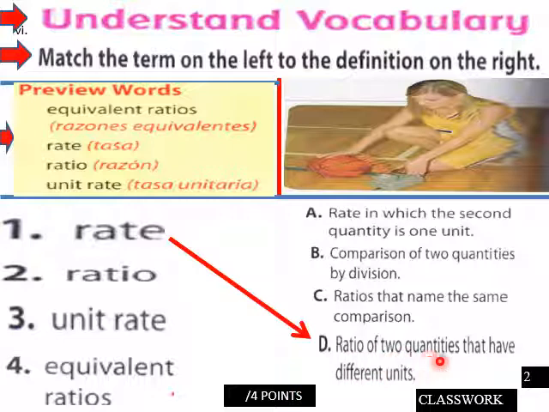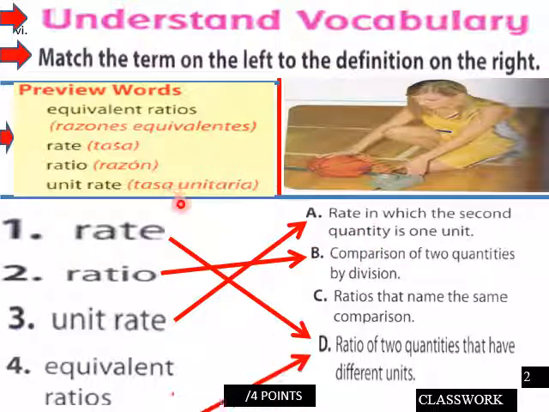A rate is a ratio of two quantities that have different units. This would be a good time for students to maybe come up to the board to do this. A ratio is a comparison of two quantities by division. A unit rate is a rate in which the second quantity is 1 unit in the denominator. And equivalent ratios are ratios that name the same comparison.